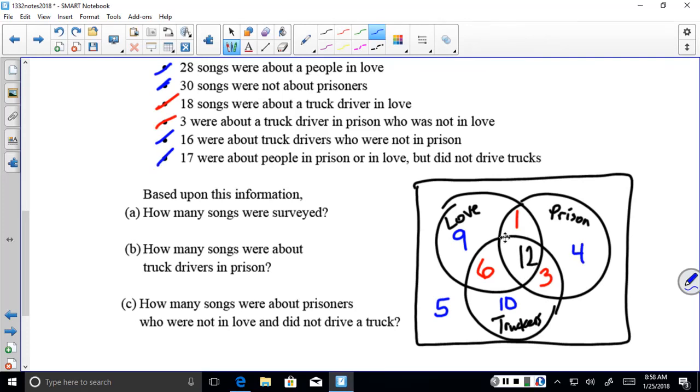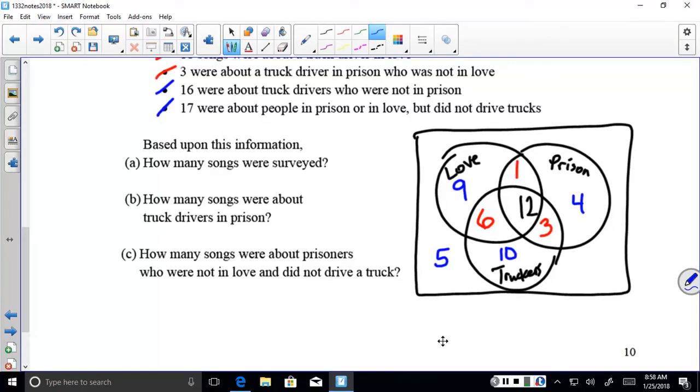So then we can answer these questions real quick. How many songs were surveyed? What would you do for that? Add up all the numbers. If you add up all the numbers, you'd get 53. How many songs were about truck drivers in prison? So they're truck drivers, so they're in this circle, and they're in prison. So those 2. So how many? 15.